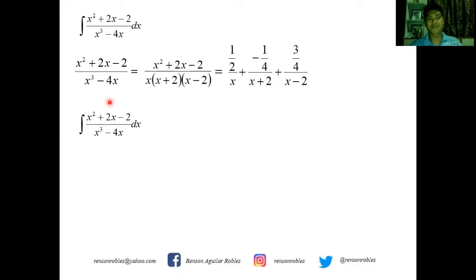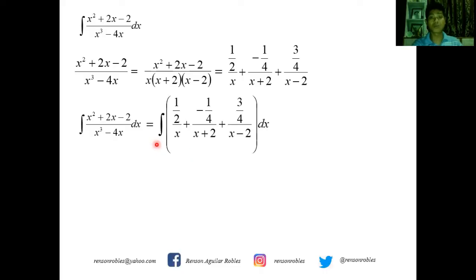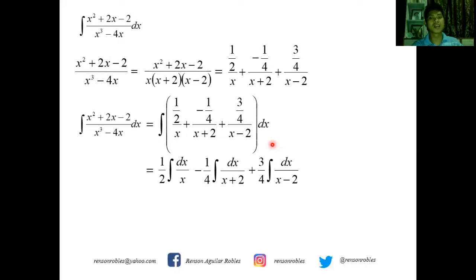This gives us an easier way to find the integral of (x² + 2x − 2)/(x³ − 4x) dx, and that is just equal to the integral of (1/2)/x plus (−1/4)/(x + 2) plus (3/4)/(x − 2) dx. This can be written as a sum of integrals: 1/2 the integral of dx over x, minus 1/4 the integral of dx over (x + 2), plus 3/4 the integral of dx over (x − 2). And this gives us a hint that an integral of du over u will lead us to ln functions.